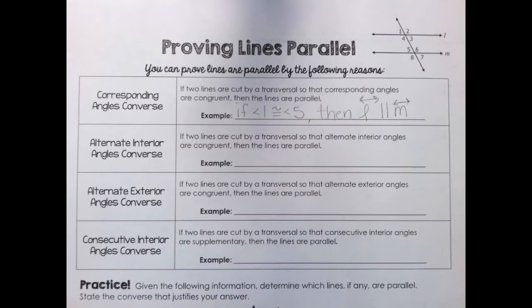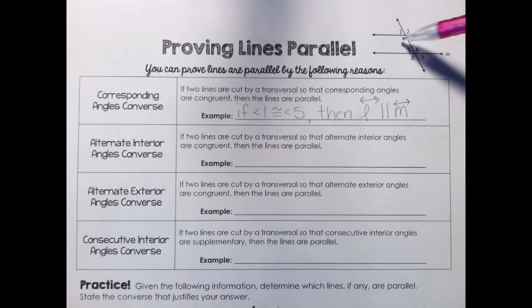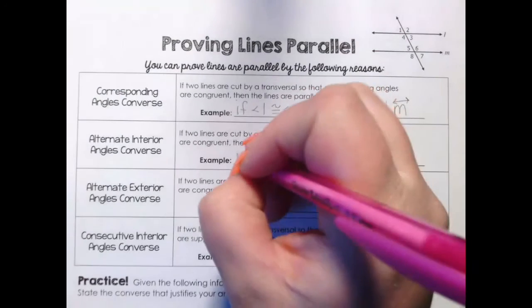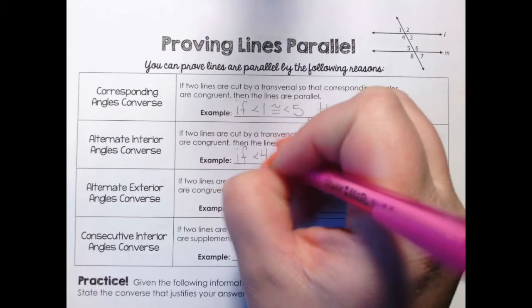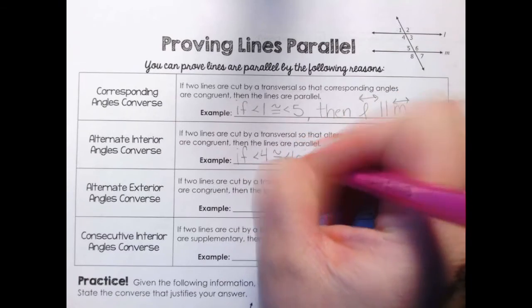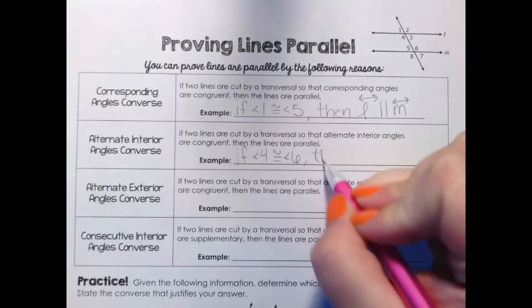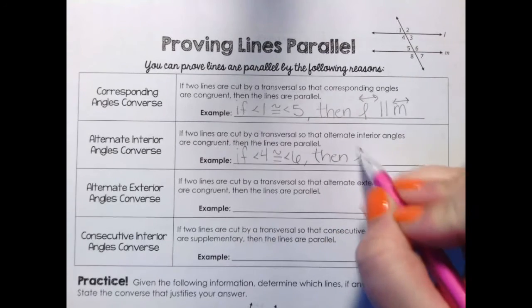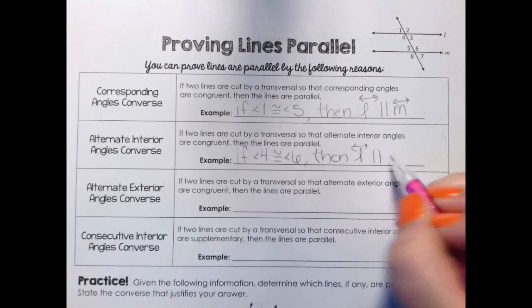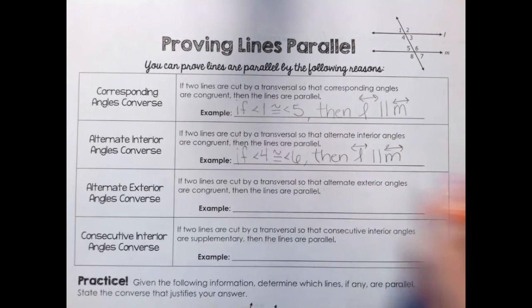So looking at this picture, we have 2 pairs of alternate interior angles, angles 3 and 5, angles 4 and 6. So our example for this one, if angle 4 is congruent to angle 6, so 4 and 6 have the same measure, then we know line L is parallel to line M.